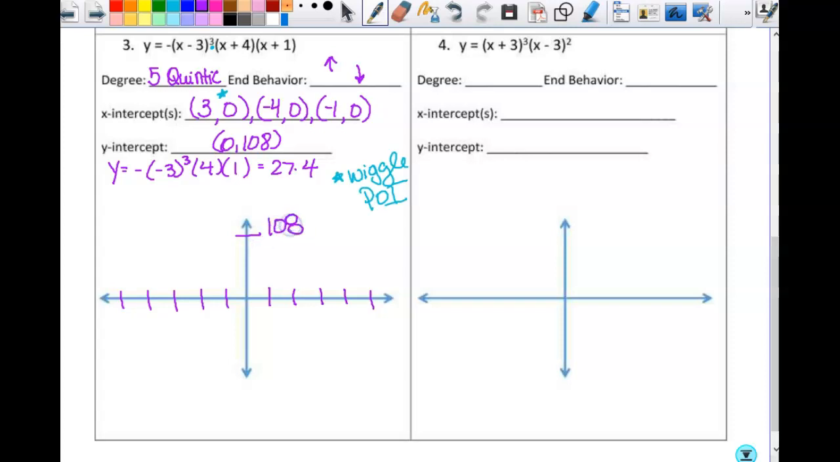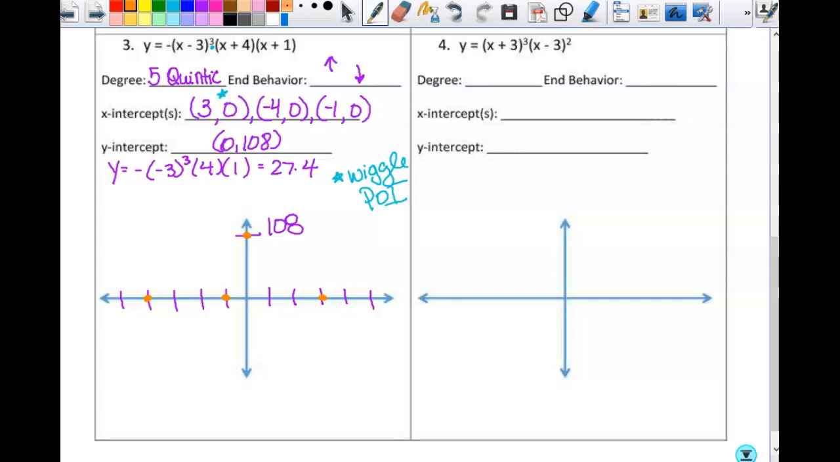You do have to label the y-intercept because otherwise you don't know what it is since there's no scale there. Okay, so I'm going to go to 3, 0. I'm going to go to negative 4, 0. I'm going to go to negative 1, 0. And I have a y-intercept here.